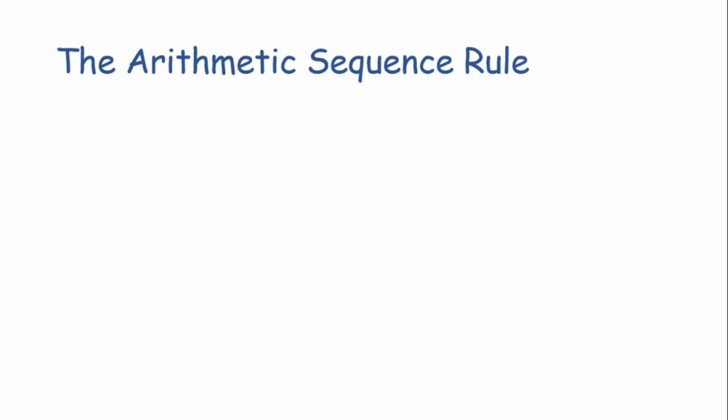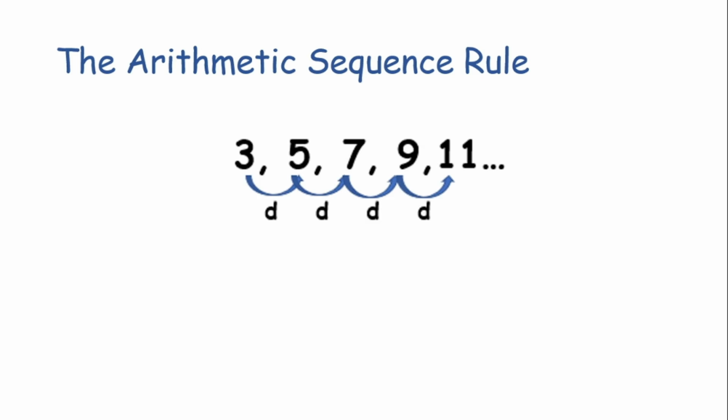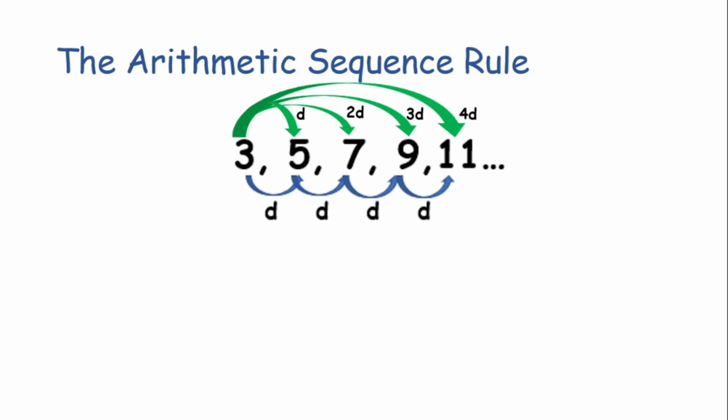To explain this further, let's look at a sequence given by 3, 5, 7, 9, and 11. We know that the difference between the terms is represented by d. So, the difference between the second and first term is d. The difference between the third and first term is d plus d, or 2d. Similarly, the difference between the fourth term and the first term is given by d plus d plus d, or 3d, and finally the difference between the fifth term and the first term is given as 4d.